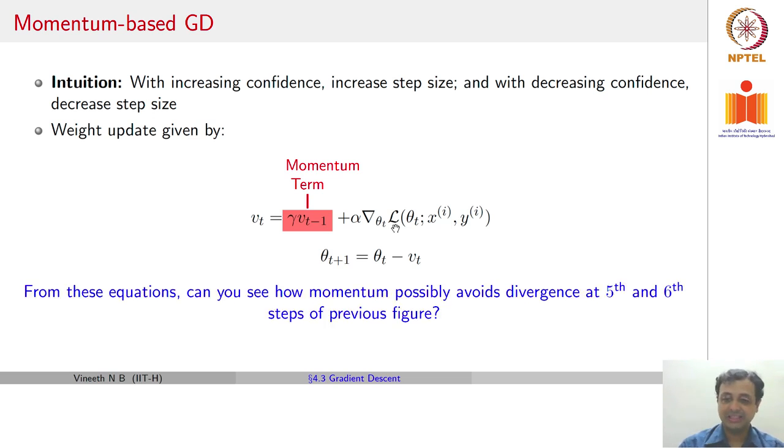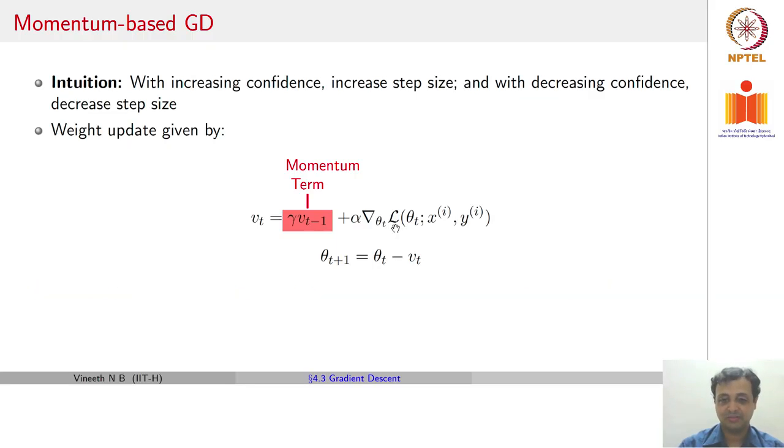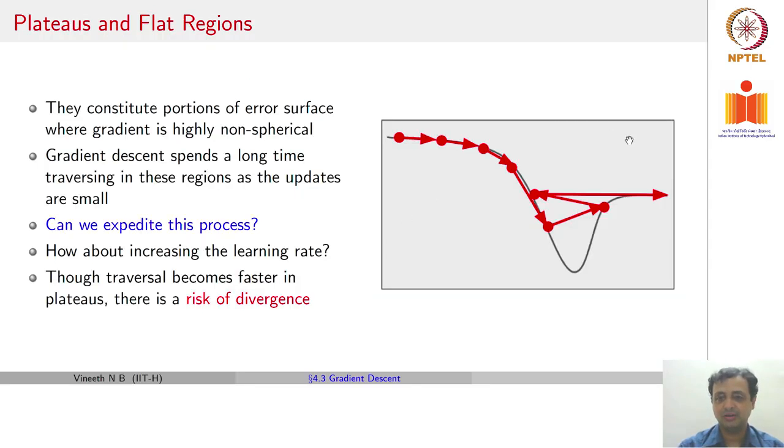Now you can probably see how momentum can avoid divergence in the previous figure. Let's go back to the previous figure here. So can momentum ever avoid divergence here? Let's see. In this particular case, you would have got the gradient to be something like this. The previous gradient was something like that. And a combination of the gradients would have taken you in a direction which was directly close to the minimum.